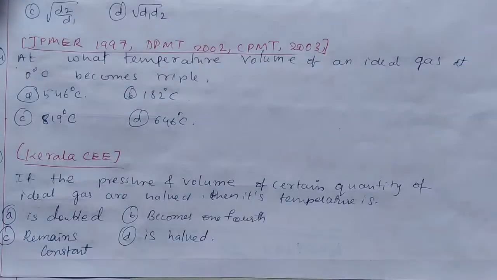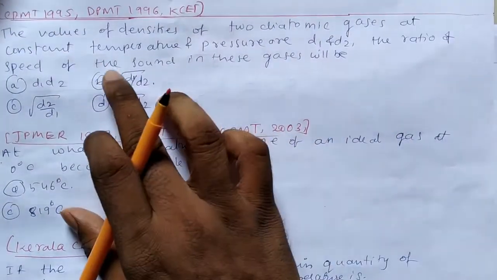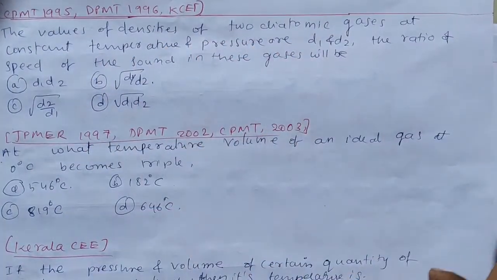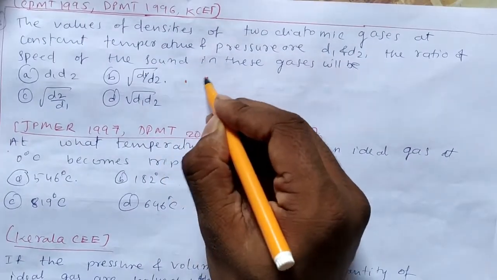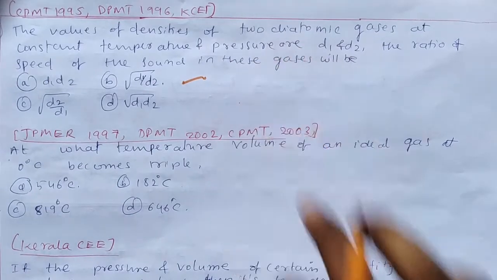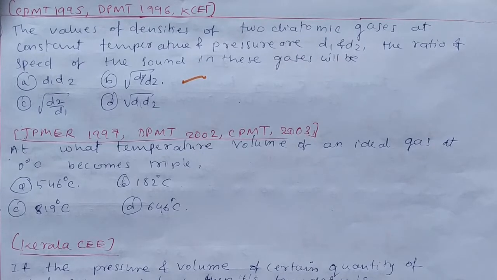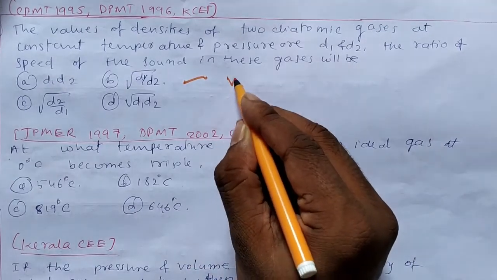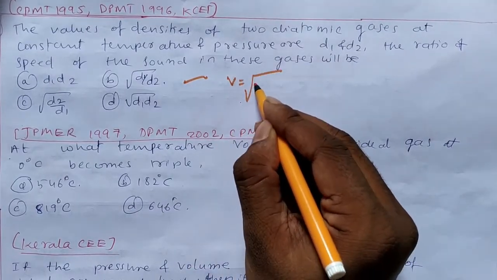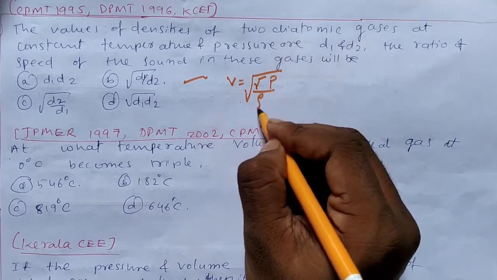Problems on velocities done. Next, let us move on to the next topic, the densities of two diatomic gases. Diatomic gas means having only two atoms. Two diatomic gases at constant temperature and pressure P have densities d1 and d2. The ratio of the speed of sound in these gases will be? The velocity of sound in a medium is given by the Newton-Laplace correction, root of gamma P, pressure, divided by density.